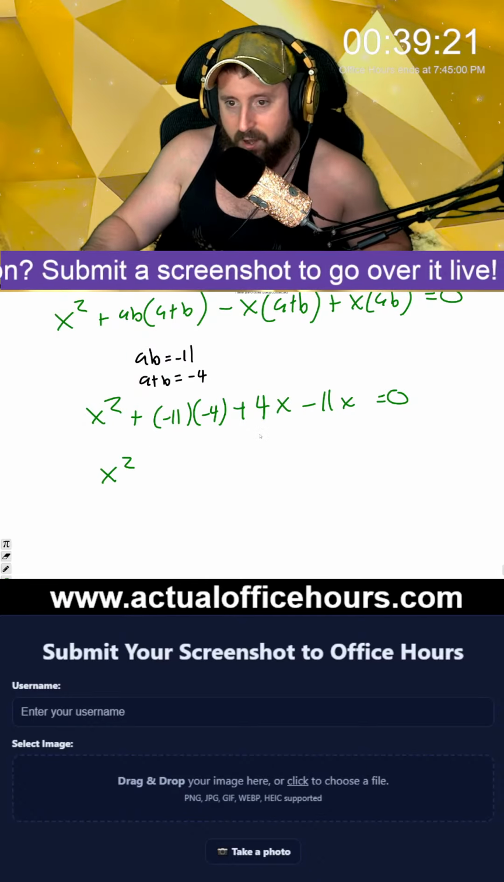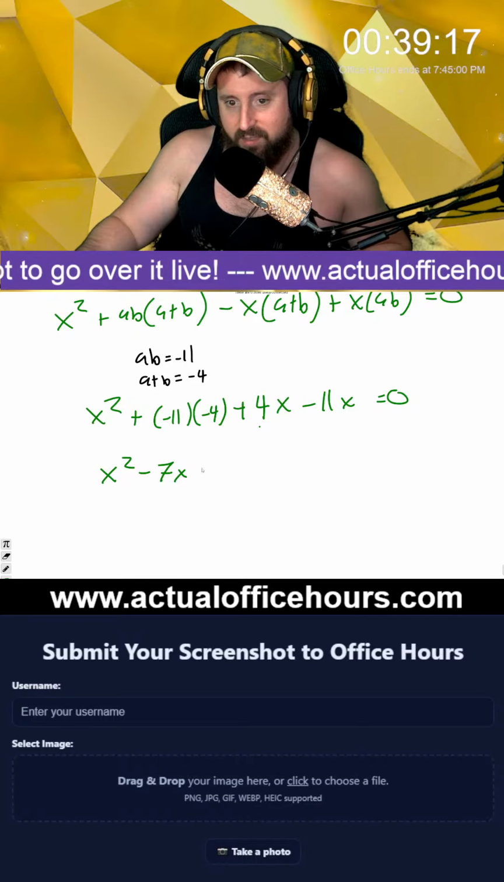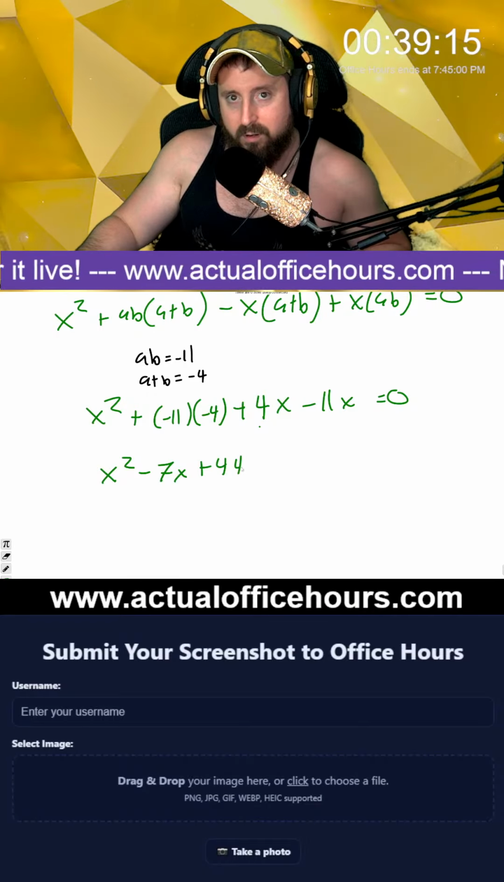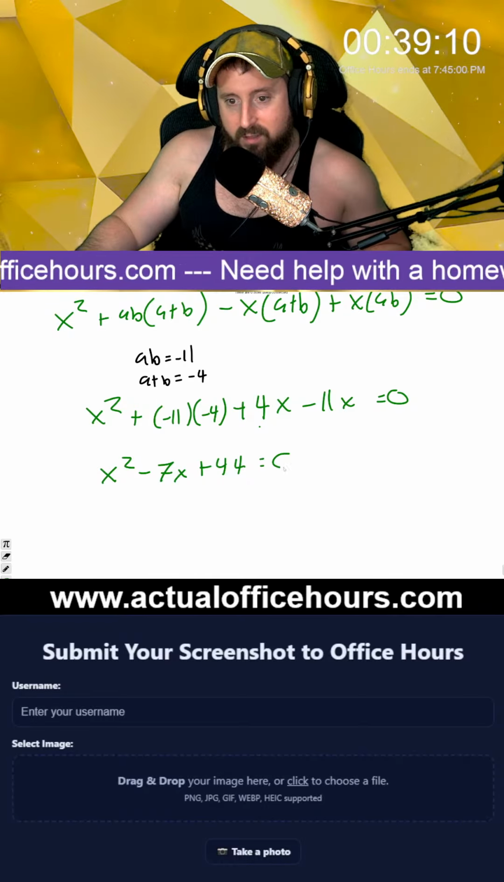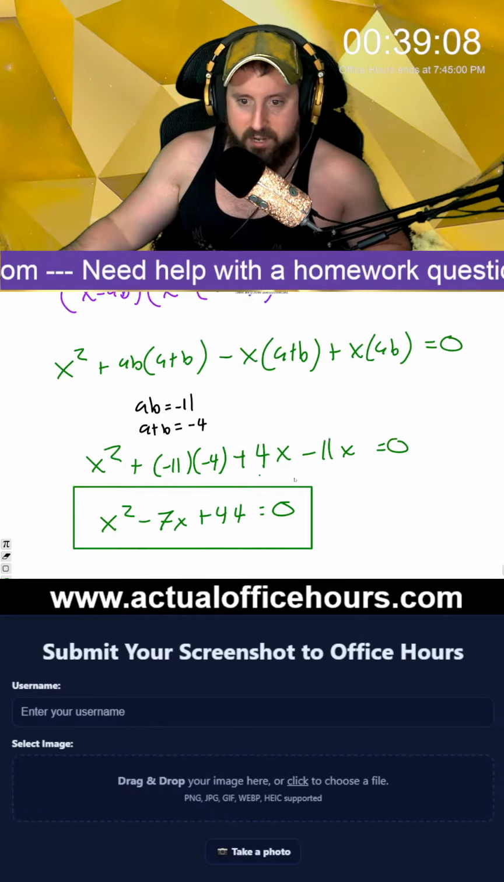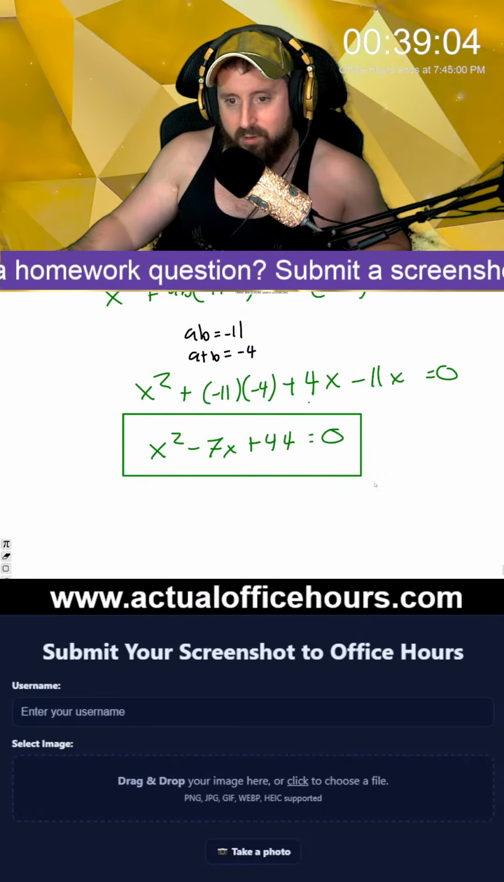So this is x squared. 4x and minus 11x is minus 7x. And then this is plus 44. Okay, so then this is it. This is the quadratic equation. Find all quadratic equations. Okay, so it's this times A.